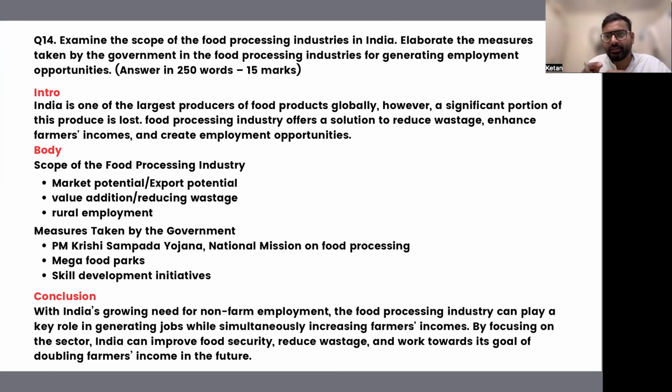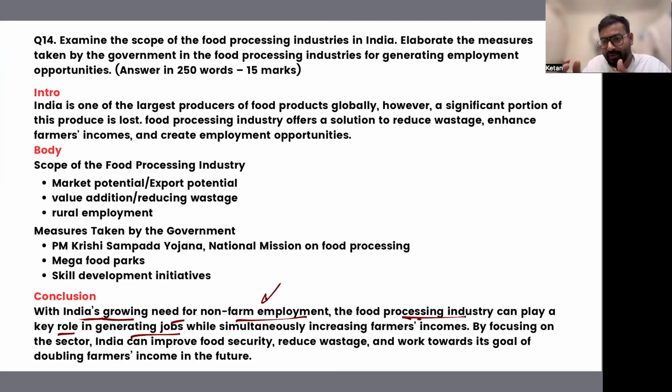And in conclusion, you can underline the importance again of food processing industries and have a forward-looking conclusion: with India's growing need for non-farm employment, if you have data here, like the data that 78.5 lakh jobs are required in the non-farm sector every year, that data you can give here, right? So with the growing need for non-farm employment, the food processing industry can play a key role in generating jobs.